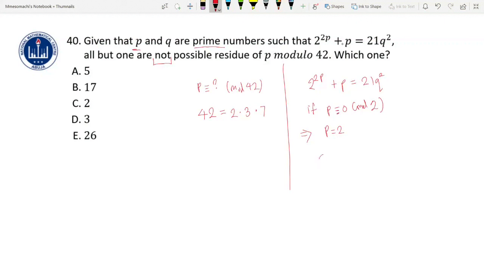So if P is equal to 2, we'll have 2 raised to the power 2 times 2 plus 2 equals 21q squared. So we have 2 raised to the power 4, which is 16, plus 2, which is 18, equals 21q squared. And this is a contradiction. Why? Because 21q squared is greater than or equal to 21, so 18 cannot equal it. So it means that P is congruent to 1 mod 2. Let's keep that somewhere.